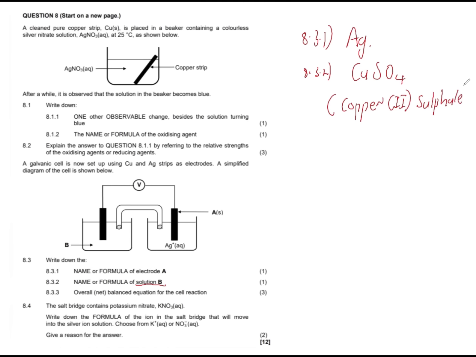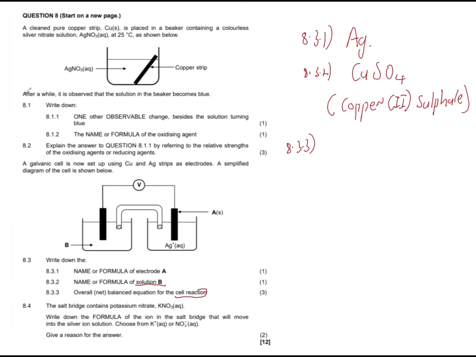And then for 8.3.3, they now say overall net balanced equation for the cell reaction. Note this, the net cell reaction. Now, the net cell reaction is not the cell notation. So always know the difference between a cell reaction and a cell notation. A cell reaction is whereby you first give the oxidation half reaction, then the reduction half reaction, and then you cancel off the electrons after they're balanced.